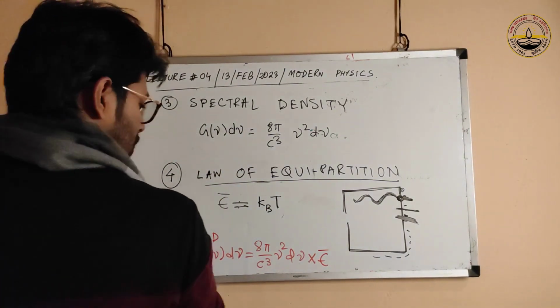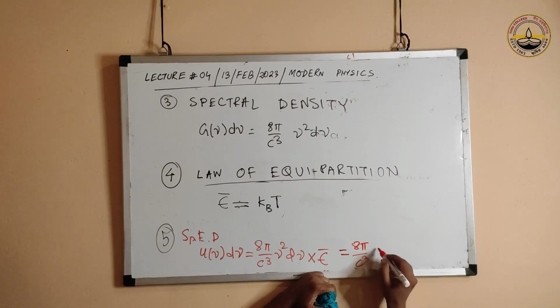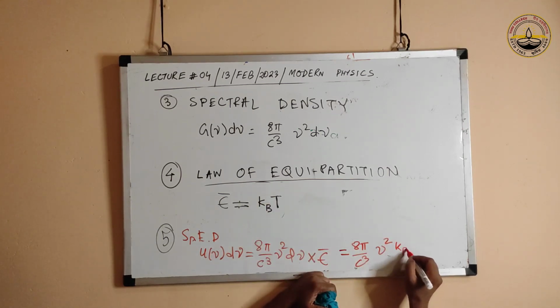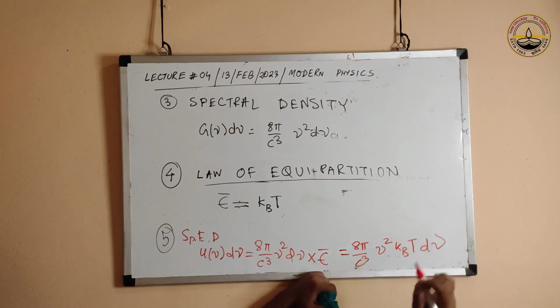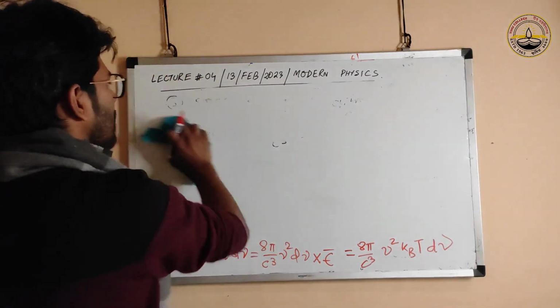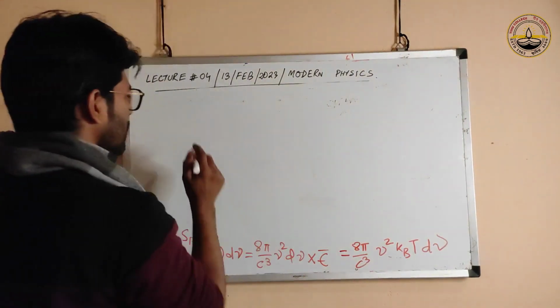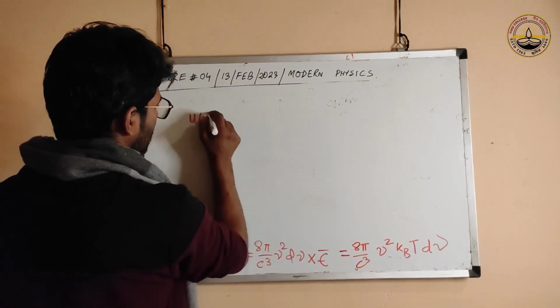And that is equal to kBT d nu. This is the final theoretical result according to classical physics.